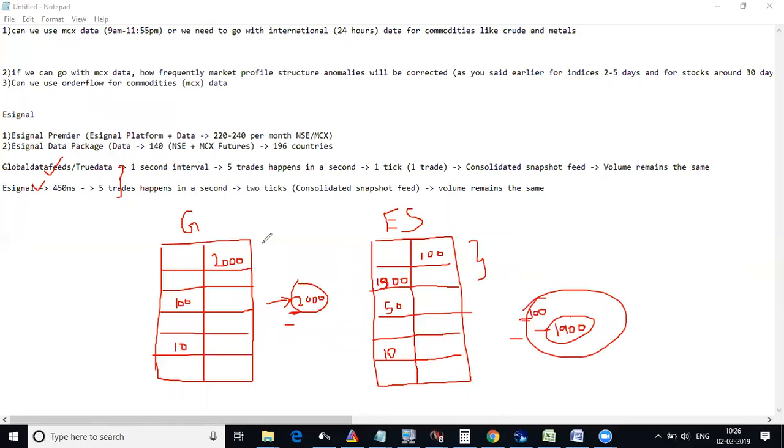But this is only for 10 symbols. If it's 100 symbols, it will become 2 GB of data you'll be receiving from the data vendor alone. Moreover, since all these servers are hosted in India, they have to pay for the bandwidth charges as well. So data vendors don't want to pay much for the bandwidth.